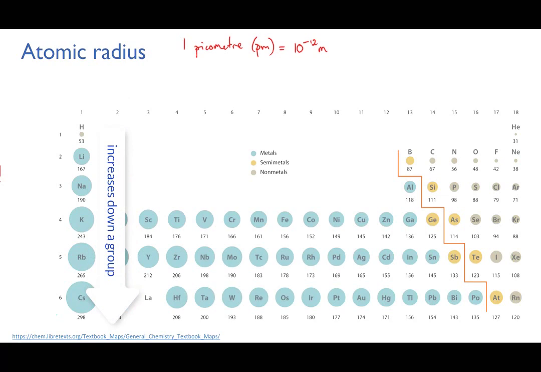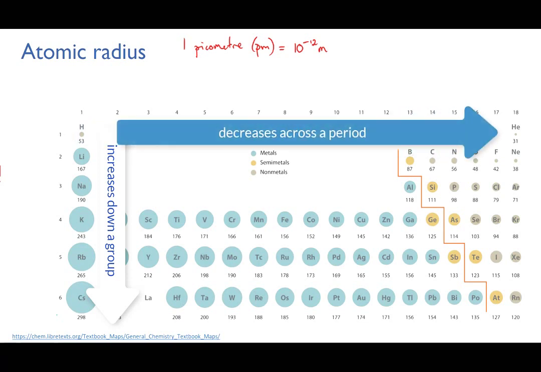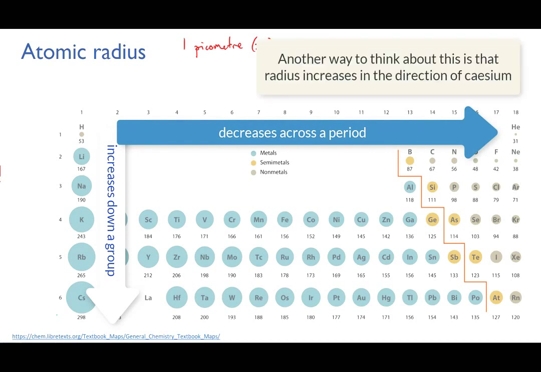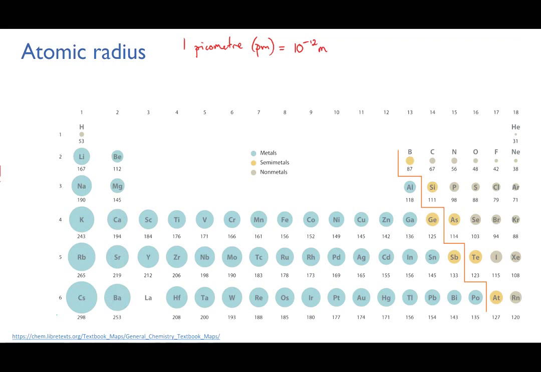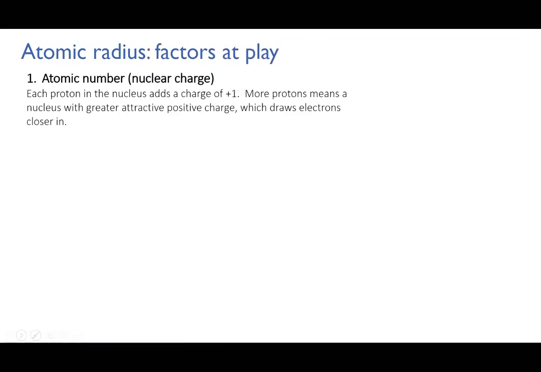That seems to make sense. Atoms with more stuff in them should surely be bigger. Now look across each period. You can see that the radii get smaller. The atoms on the right of the table are smaller than those on the left. Does that seem a bit weird? Well, let's think about the factors at play. There are three main factors to consider. The first is how many protons are in the nucleus of the atom, or in other words, the atomic number.